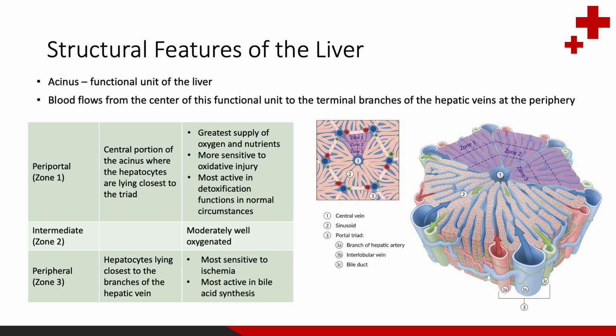Zone 2, or the intermediate zone, is between Zone 1 and 3 and is moderately well oxygenated. Finally, Zone 3, or the peripheral zone, surrounds the hepatic venule or the central vein. It is most sensitive to ischemia given that it is farthest from the hepatic triad. It is most active in bile acid synthesis.